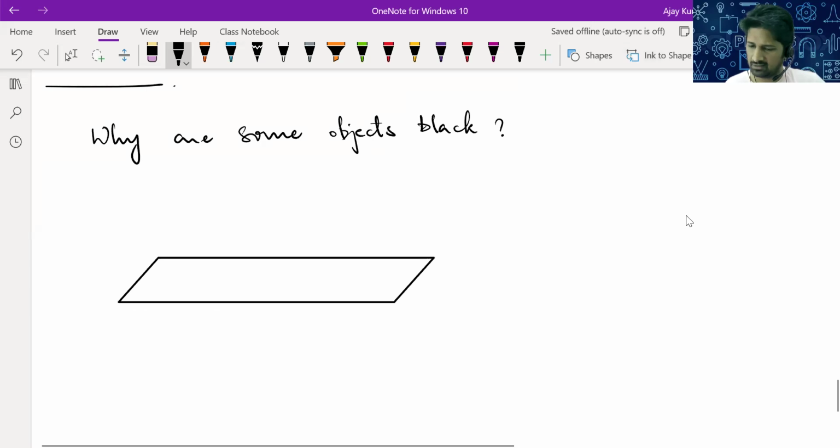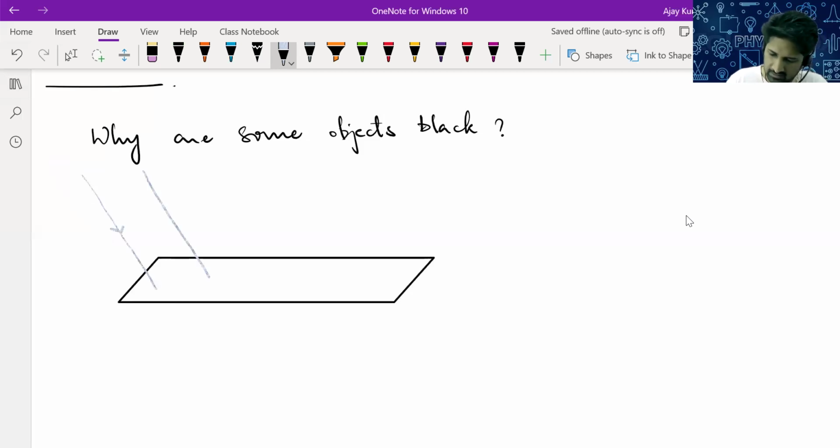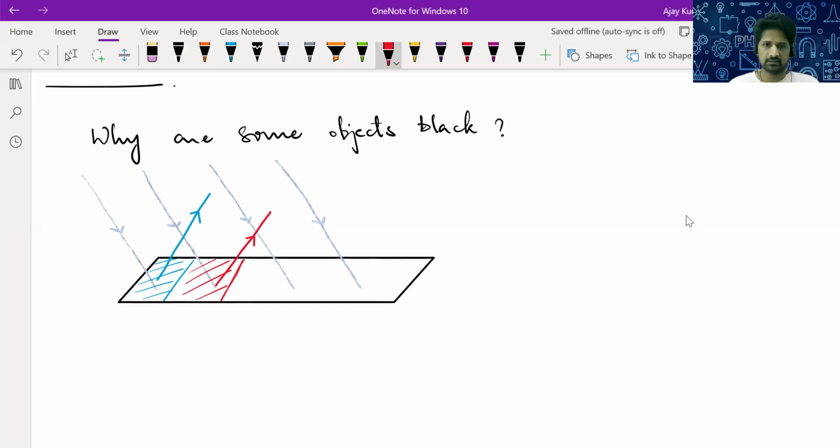Fine. So suppose there is an object and let's say white light is incident on it. Assume this is a multicolored object. Assume white light is incident everywhere on this object. Assume some part of this object is blue. What does that mean? It reflects blue colored light, absorbs the other colors. Assume some part of this object appears red. That means it reflects red color. It absorbs the remaining colors.